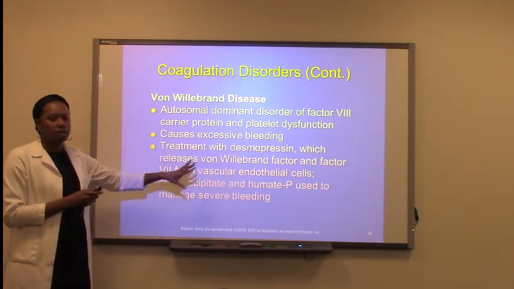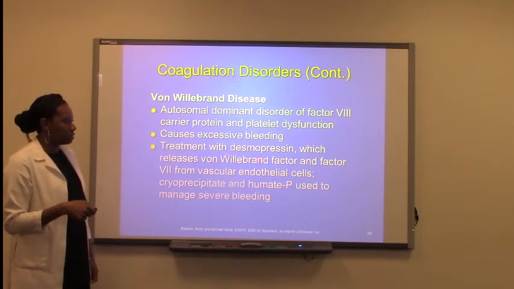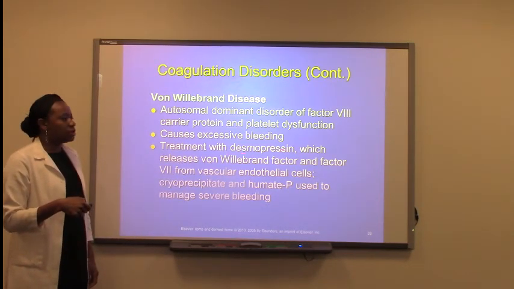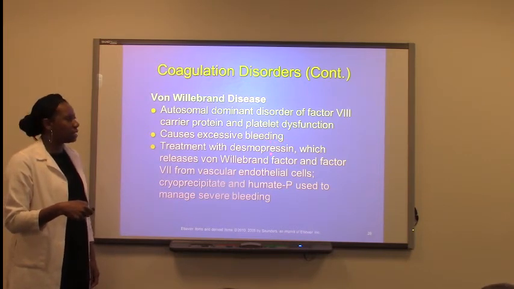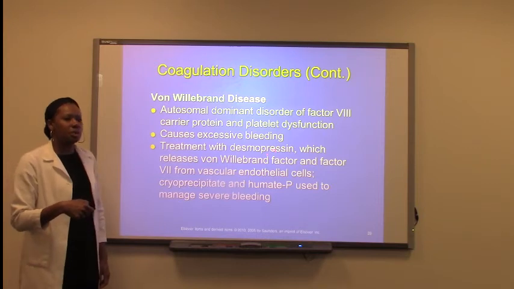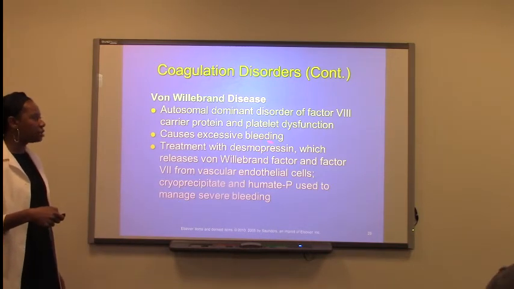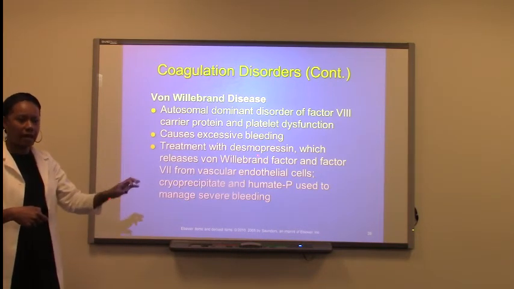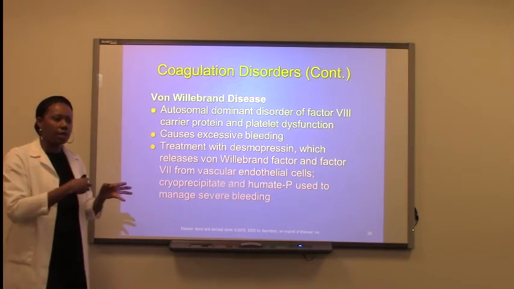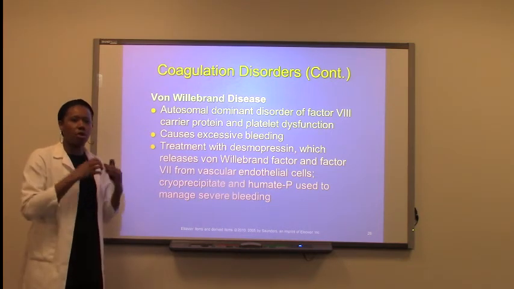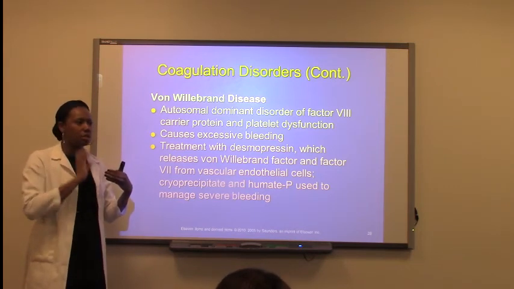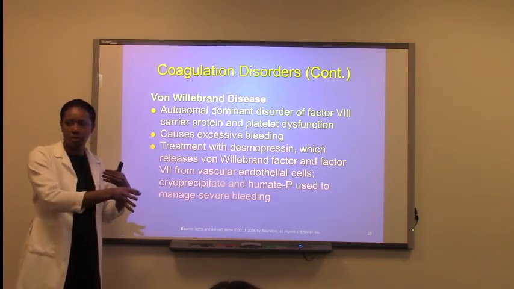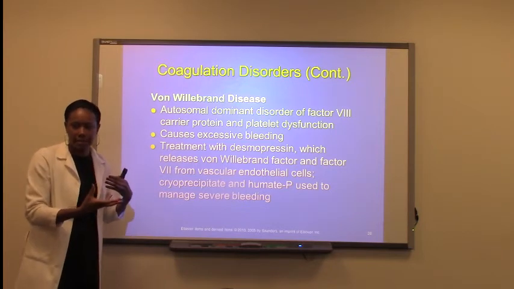The treatment here is something called desmopressin, which is very unique to this particular disease process, so please highlight that. Because what desmopressin does, it will actually release the von Willebrand factor. So they can give these patients desmopressin, which will now cause the blood cells, or the platelet, to release this von Willebrand factor, which they're not releasing to begin with.